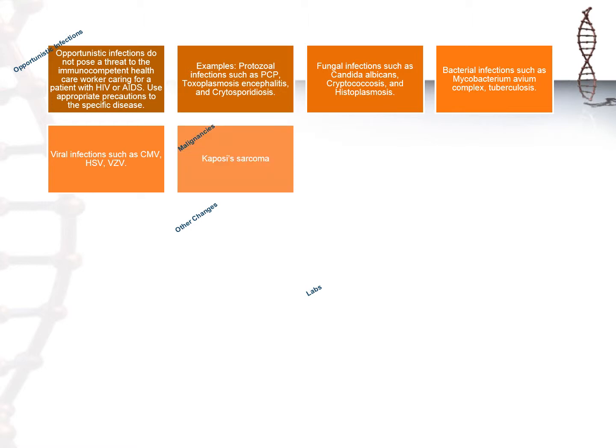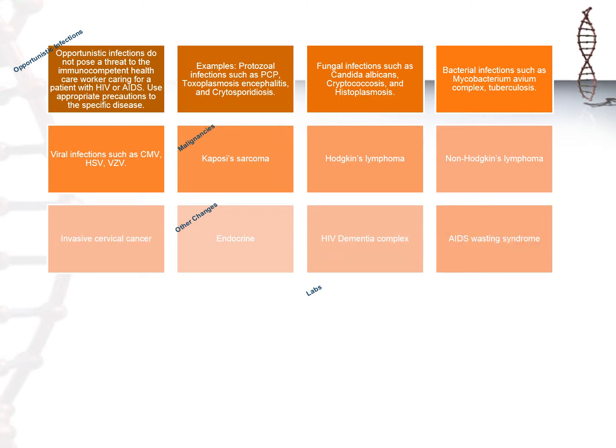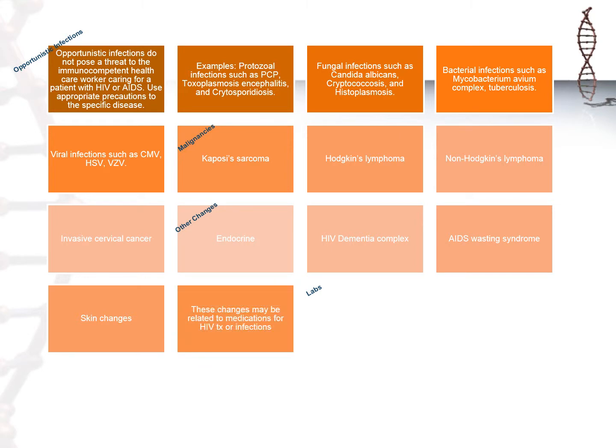There are chances for malignancies such as Kaposi sarcoma, Hodgkin's lymphoma, non-Hodgkin's lymphoma, invasive cervical cancer. Other changes can affect the endocrine system, HIV dementia complex, AIDS wasting syndrome. There may be even some skin changes. These changes may be related to medications for the HIV treatment or infections.